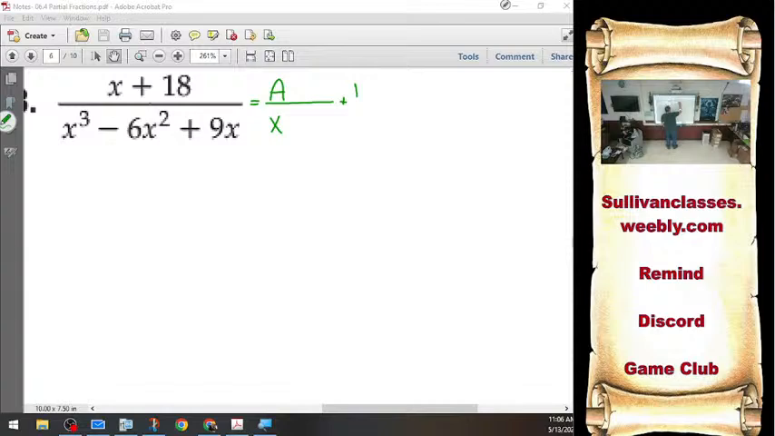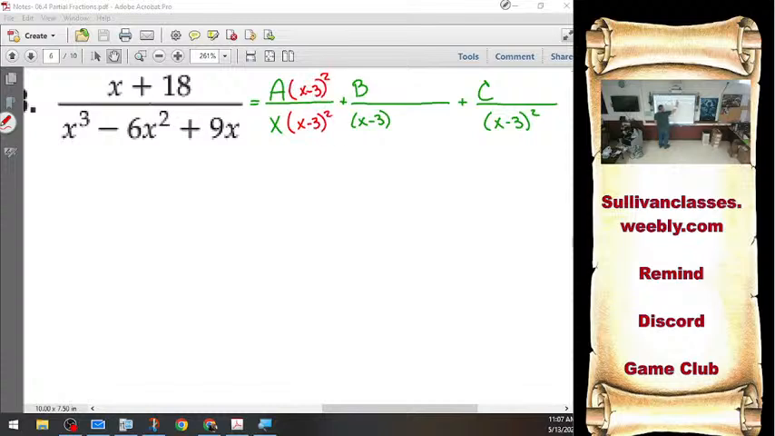A little more room for B. Okay, did you factor correctly? Get your common denominators.